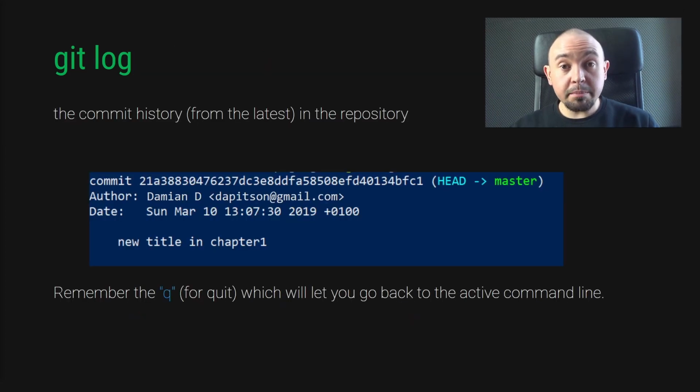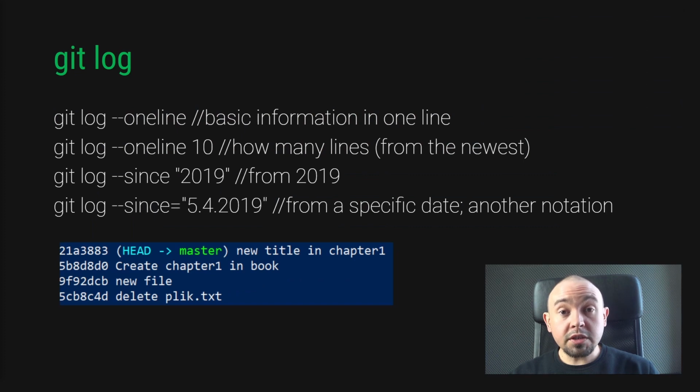The git log command shows the commit history from the latest to the oldest in our repository. Remember about the Q key on your keyboard, which will let you go back to the active command line if the commit list is too long for one screen. We can also use various parameters for this command. We can display each commit in one line with only the basic information, indicate how many recent commits we want to display, or indicate the date from which our commits are supposed to be displayed.